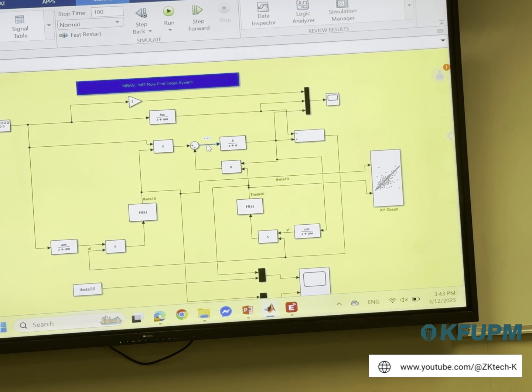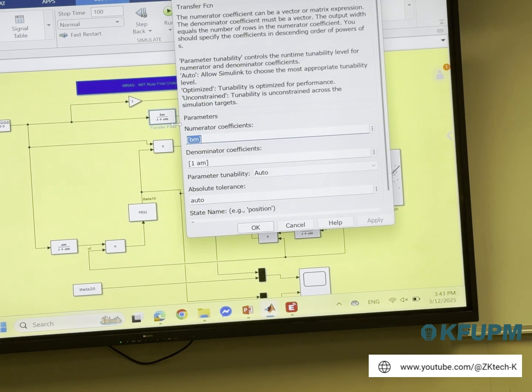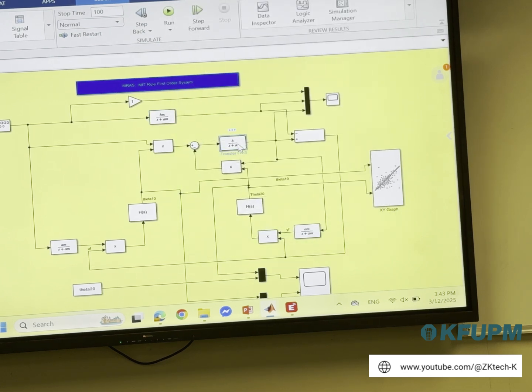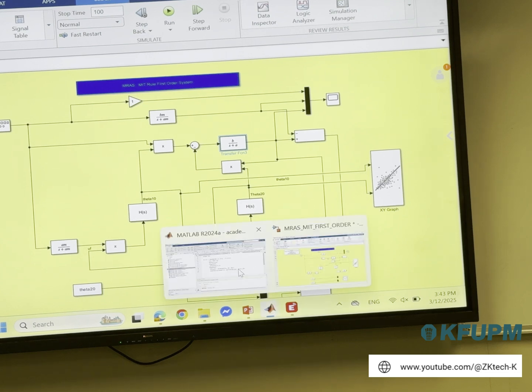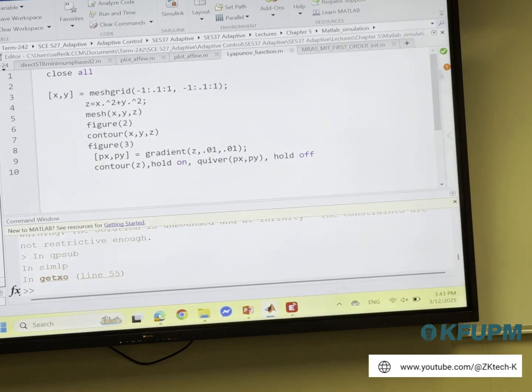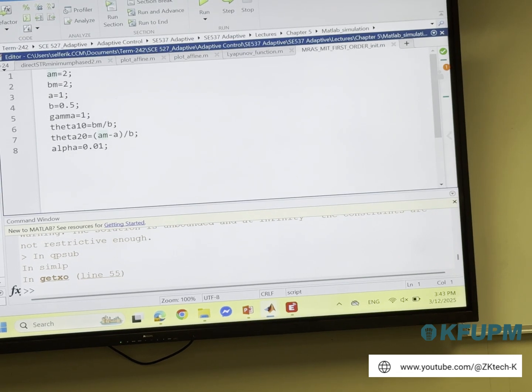But this is the implementation of the algorithm. This is my reference model, and this is my system. The reference model is bm over am. I will see what bm over am is, and then b over a, they are given here. So we have a program that gives me the initial values. So this is the initial value: am is 2, bm is 2, but the value of a is 1 and b is 0.5. And I'm using here theta 1 0 equal to bm over b, theta 2 0. These are the final values for my system.